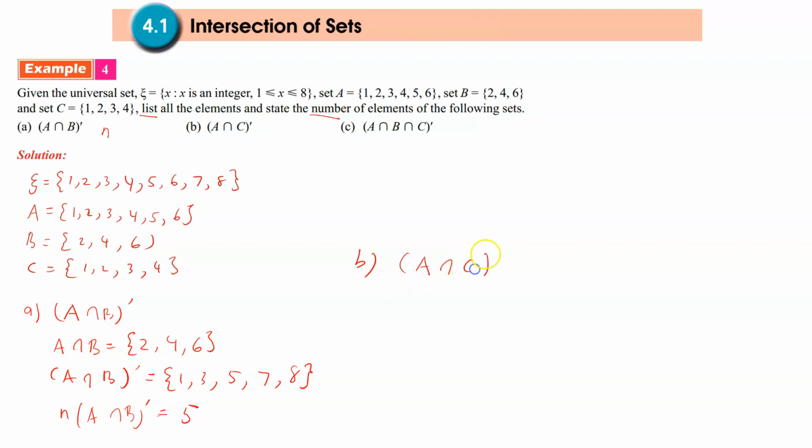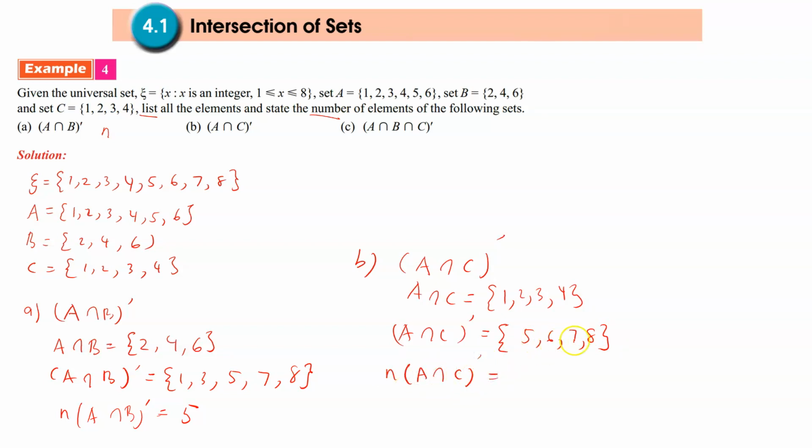So, for B, soalan minta A intersect C complement. So, cari dulu A intersect C. A intersect C means A and C share. Both ada 1, 2, 3 and 4. So, A intersect C complement. Maksudnya, other than 1, 2, 3, 4, kita ada 5, 6, 7, 8. So, number of elements A intersect C complement is 4.